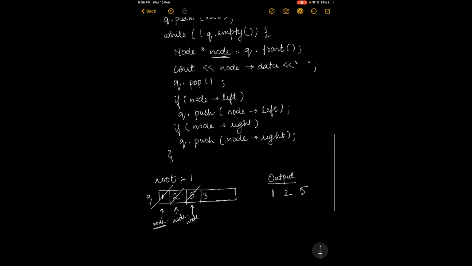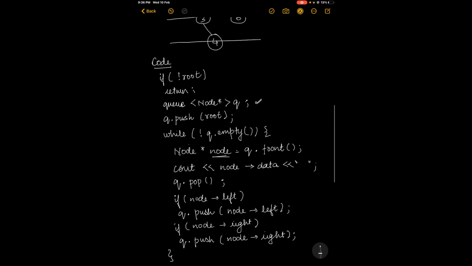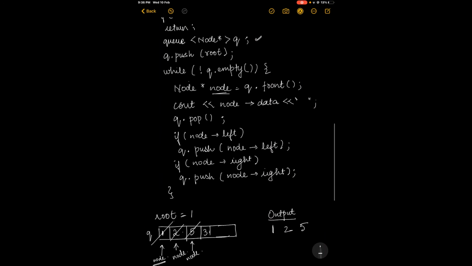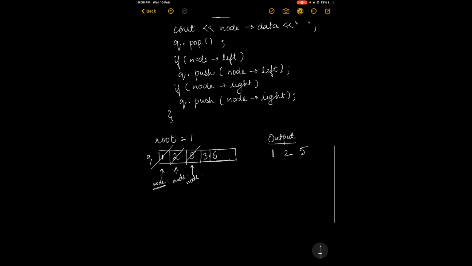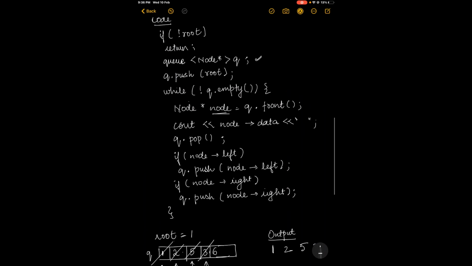Does this have a left child? Yes. So that will be pushed into the queue. Does this have a right child? Yes, which is 6. So this will also be pushed. Now node. Now 3 will be printed and we'll be popping it from the queue.